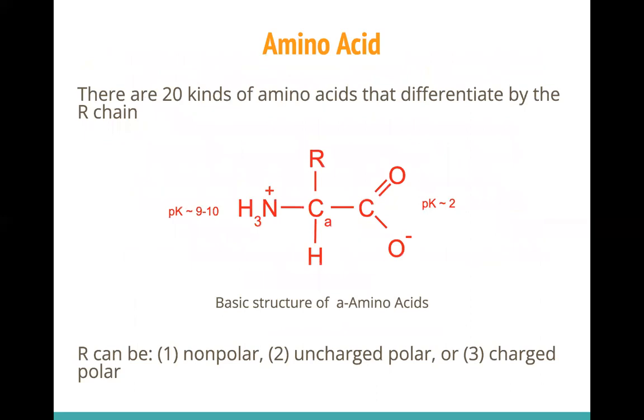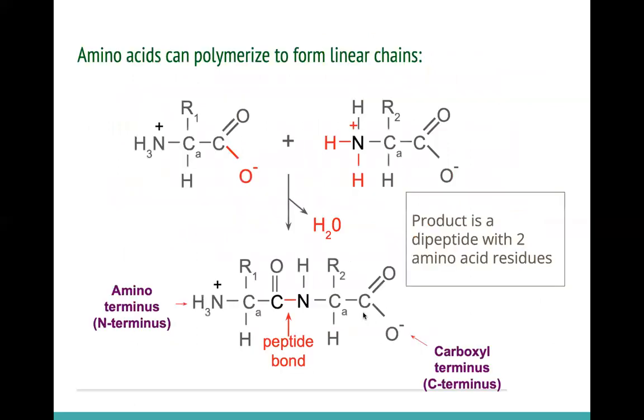There are 20 kinds of amino acids that differ by the R chain here. There is an amine group and a carboxyl group here, and the R can be anything. It can be non-polar, uncharged polar, or charged polar. Amino acids can polymerize to form linear chains, for example, like the dipeptide here at the bottom. These two amino acids are joined together with a peptide bond here, so it can be said that this is a dipeptide.